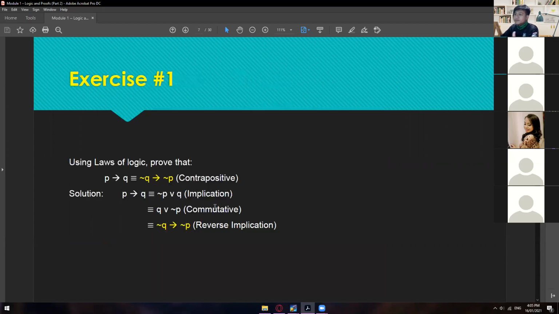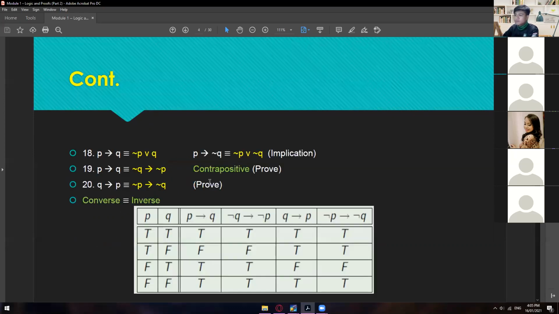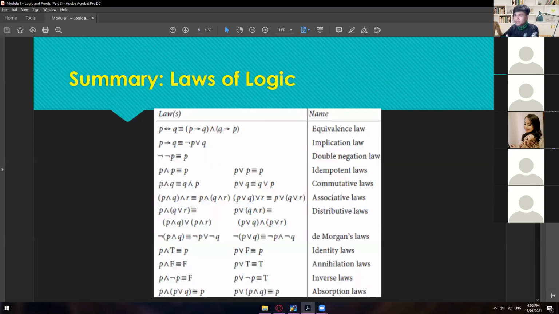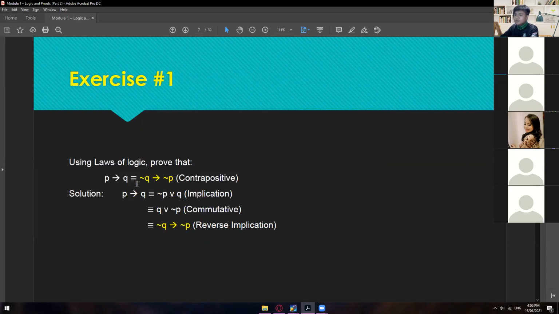Right, so let's have an exercise, a short exercise. Okay, so number one, using laws of logic, prove that P conditional Q is equal to not Q conditional not P. Okay, as you can see right here, this is the contrapositive from a while ago, number 19. Okay, so we'll prove that using the previous knowledge that we've learned from laws of logic. So as you can see right here, we have to prove that this one is equal to this one.